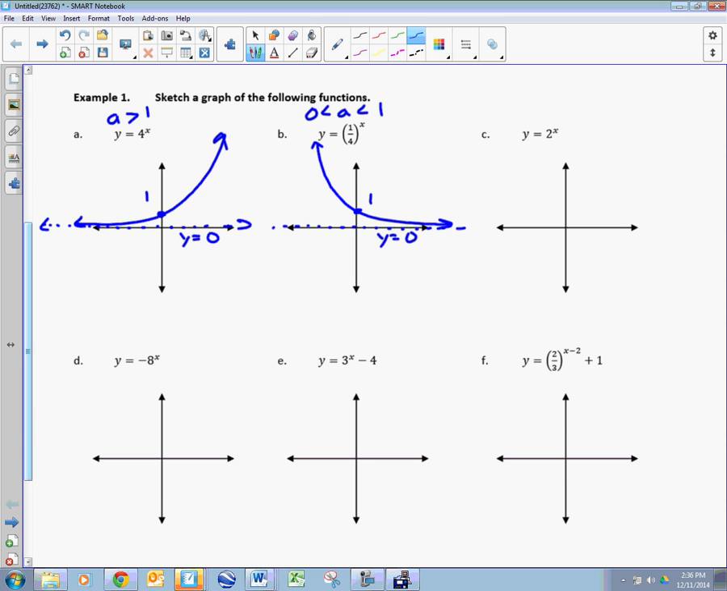Y equals 2 to the x. Is it going to look like the first graph or the second graph? First graph.